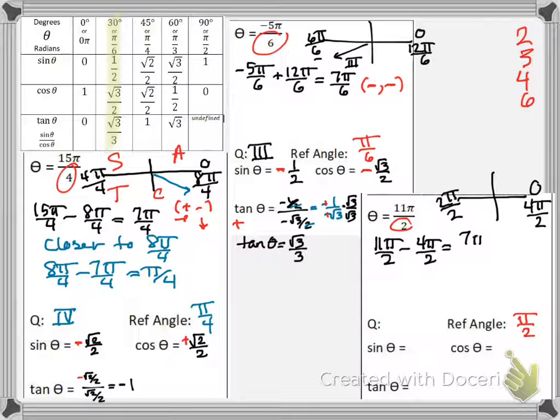7 pi over 2. Still bigger than a full circle. Let's do that again. 7 pi over 2, take away a full circle, 3 pi over 2. So that's the location of it, and the location of it is actually straight down here. Halfway between 2 halves and 4 halves would be my 3 halves.